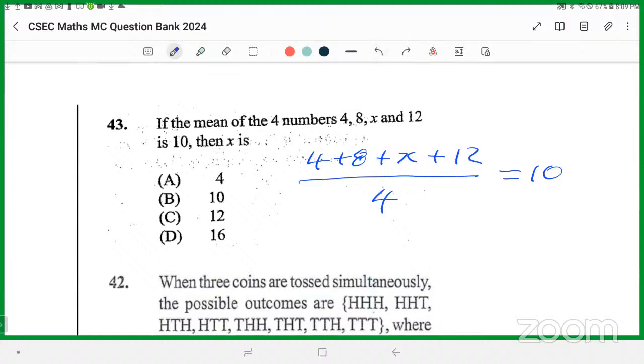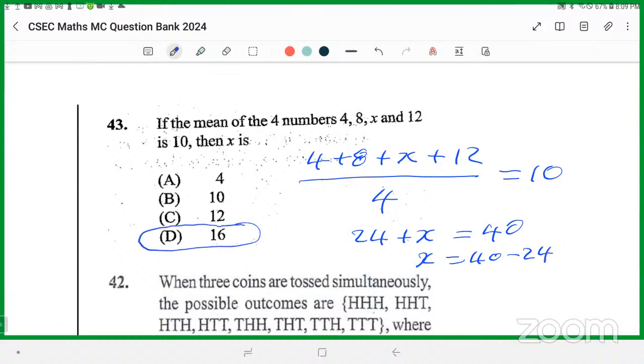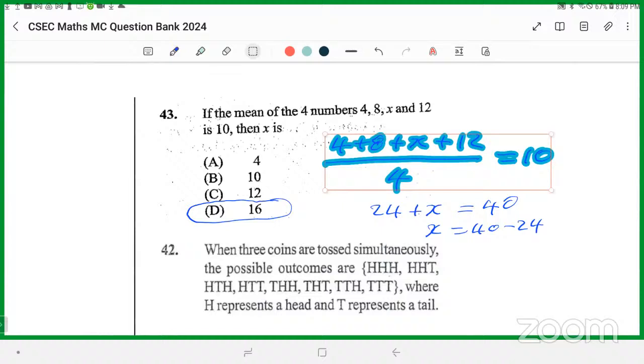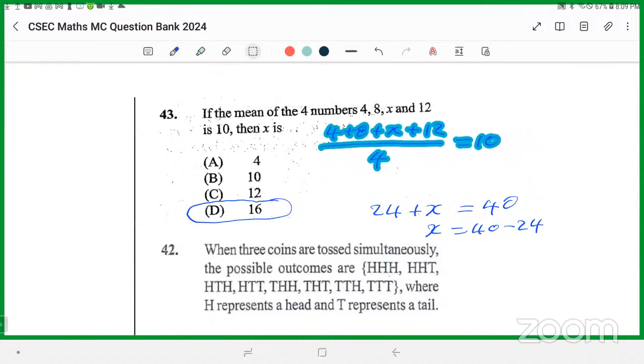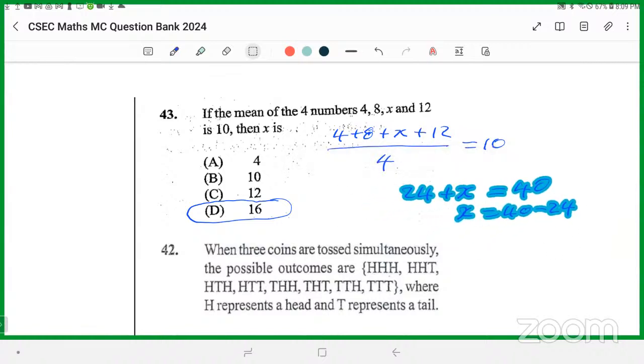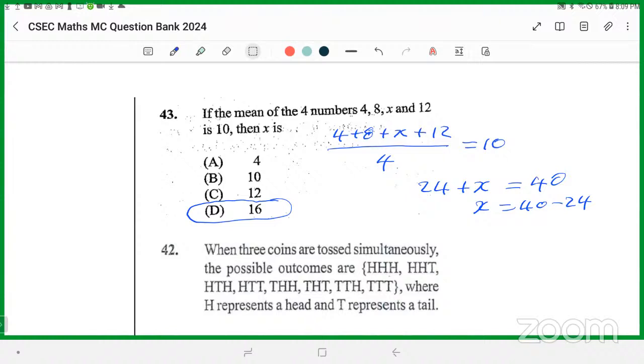So what is it now? This and this make 20 and this makes 4. So I have 24 plus x equals 40. We subtract this, we get x equals 40 minus 24. That's 16. Answer is 16. Let's make this smaller, I think I wrote it too big. Shift this up. That is it, 16.